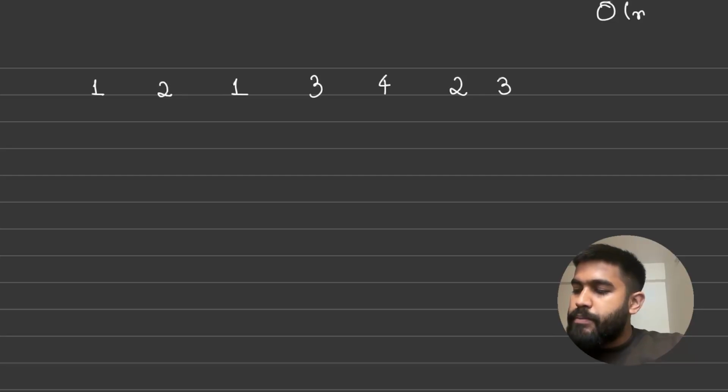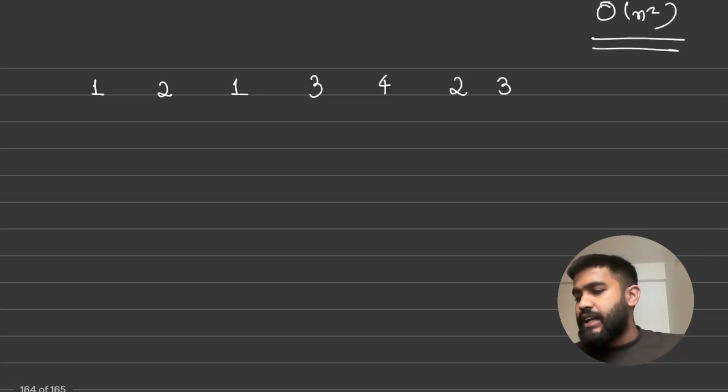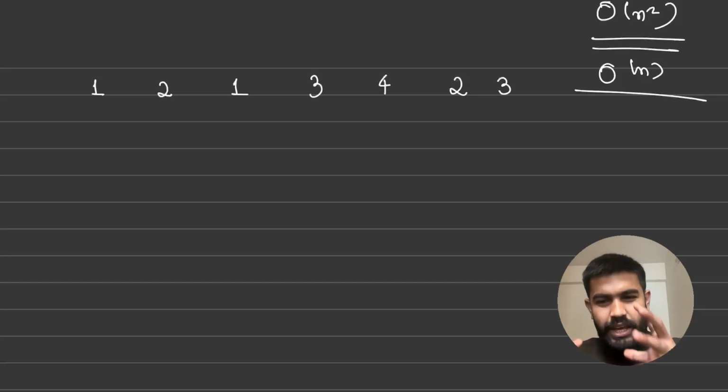That would be big O of n square, like going through all possible subarrays of the same size. And the map would be big O of n because at most it would contain all the elements itself. Now, what can be a better approach than this?